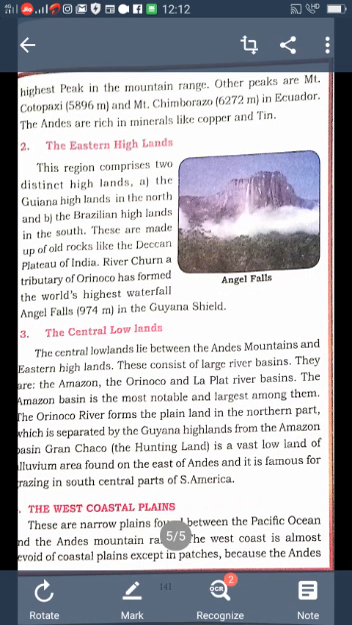So there are many mountains in the Andes Mountain. There are many mountain ranges in the Andes Mountain.